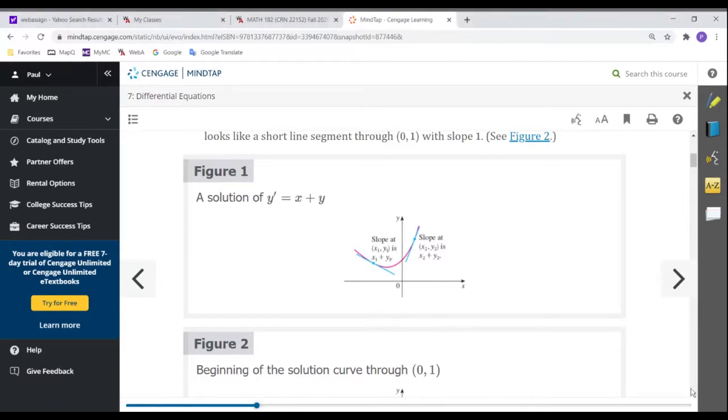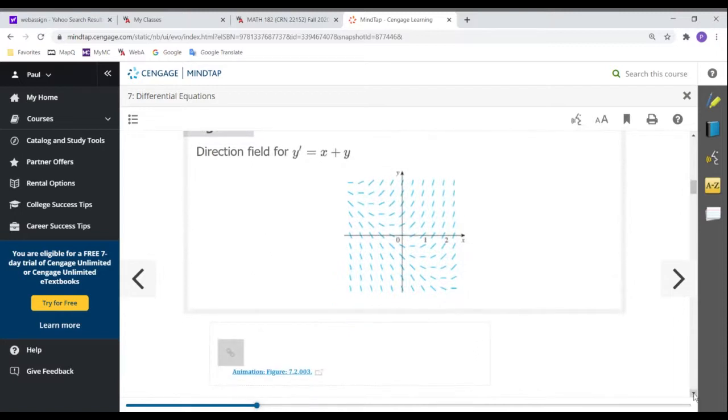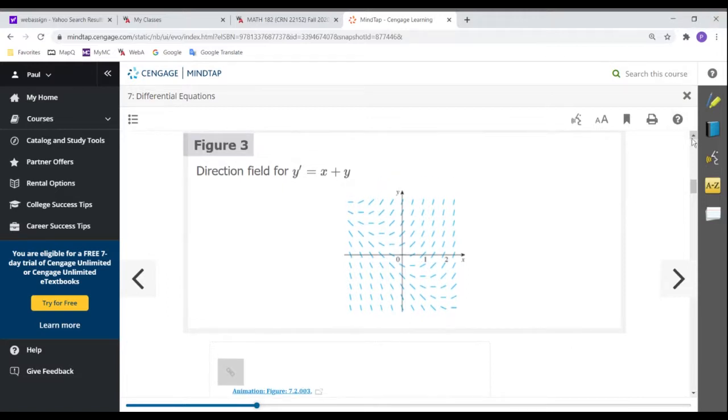And you see, what you can do is you can find a lot of points in the xy plane, and then figure out what the slope is at each of those points, because you know what the derivative is. And when you draw all these tangent lines that have the respective slopes at each point, you get something called a direction field. And that's what they're showing in figure 3.